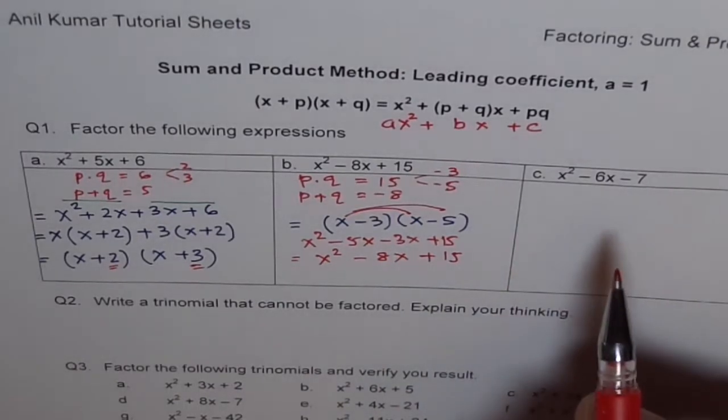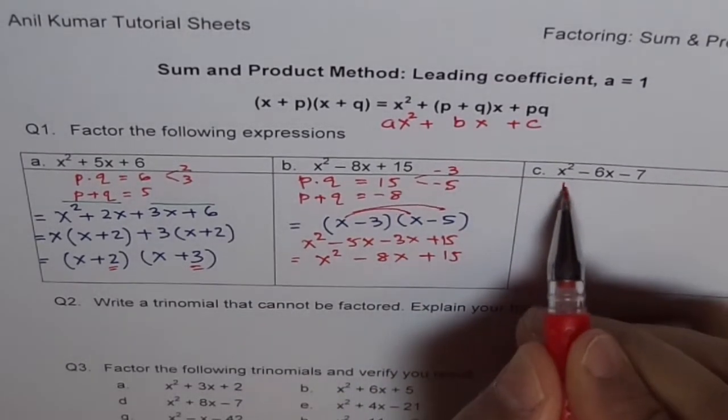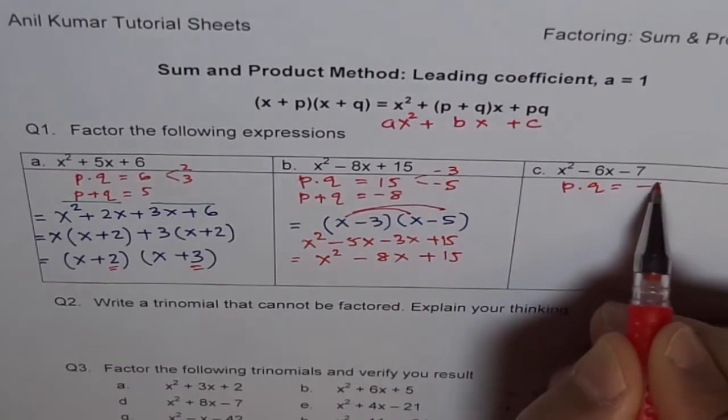Let me do one more with you, okay? This time again, what is p times q? Minus 7.